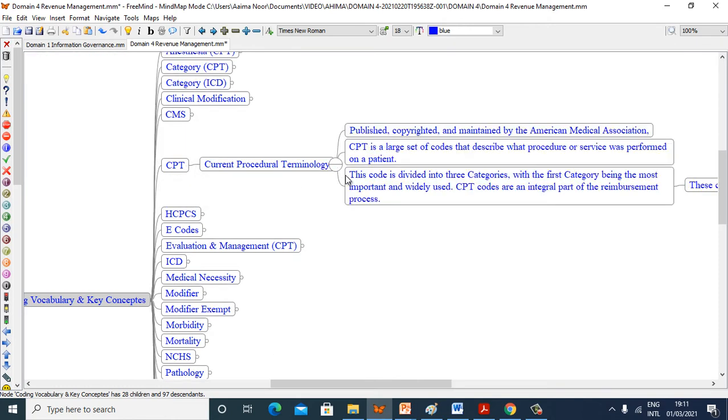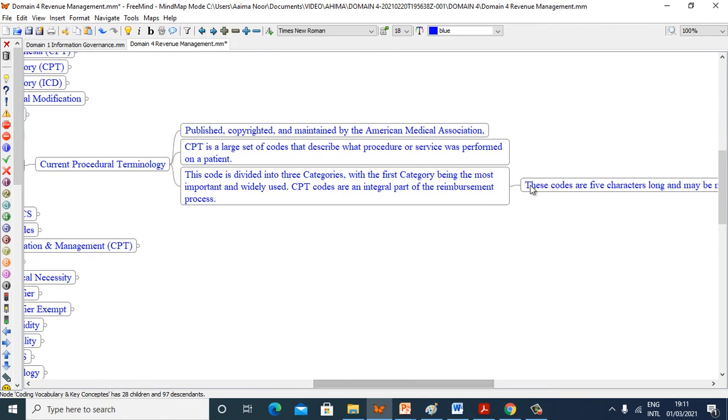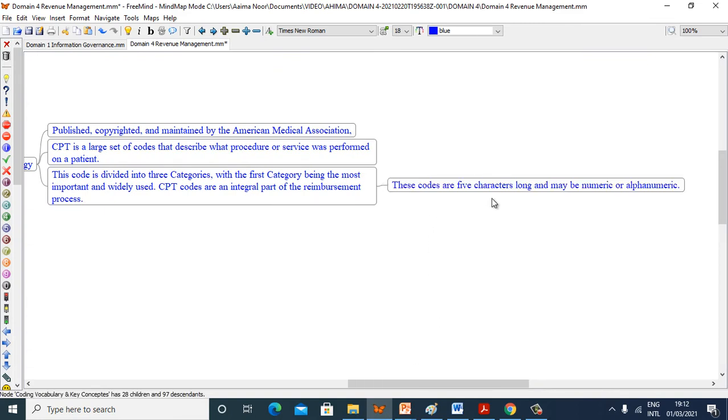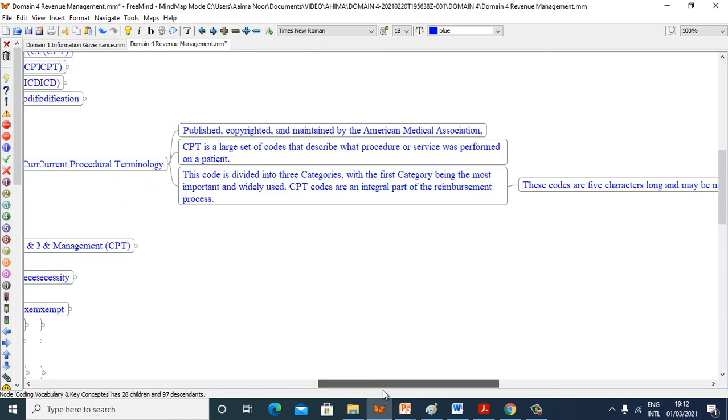CPT, Current Procedural Terminology. Published, copyrighted and maintained by the American Medical Association, CPT is a large set of codes that describe what procedure or services were performed on a patient. This code set is divided into three categories, with the first category being the most important and widely used. CPT codes are an integral part of the reimbursement process. These codes are 5 characters long and may be numerical or alphanumeric.